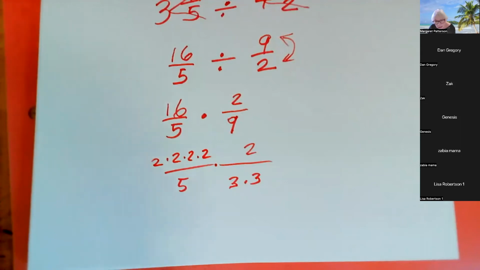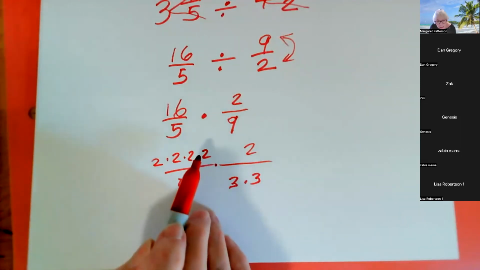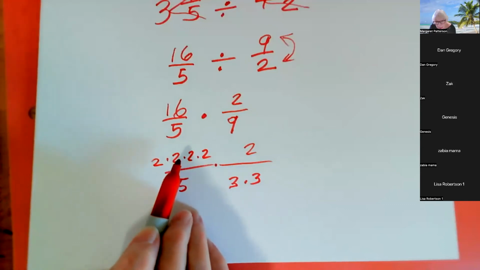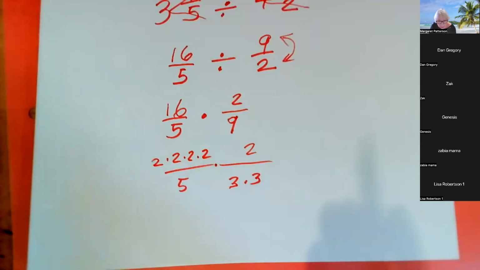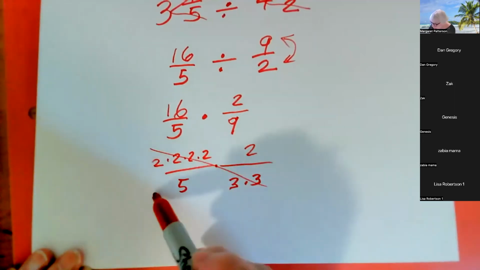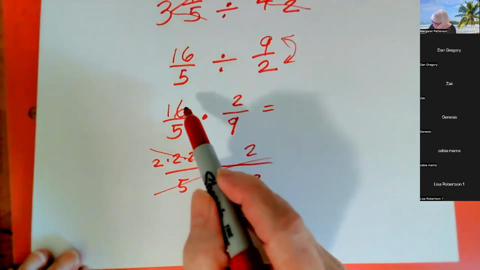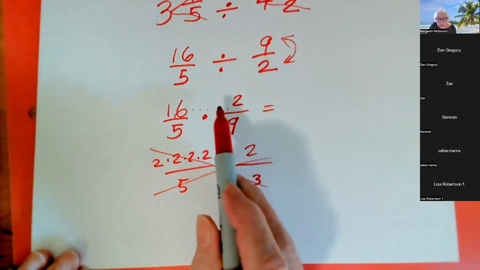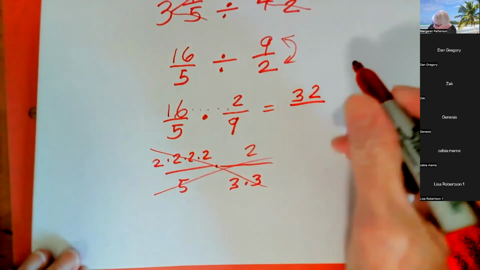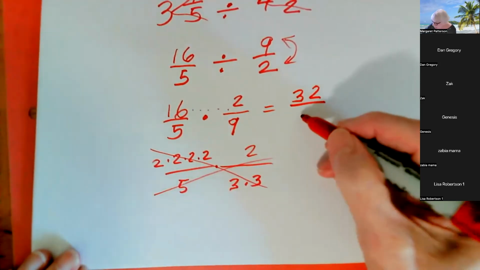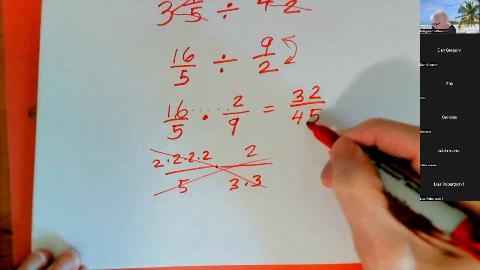But I don't really recommend doing this, but now I can see a bunch of 2s and a bunch of 3s, nothing cancels. So the truth of the matter is, I just need to multiply across. 16 times 2 is 32, and 5 times 9 is 45.